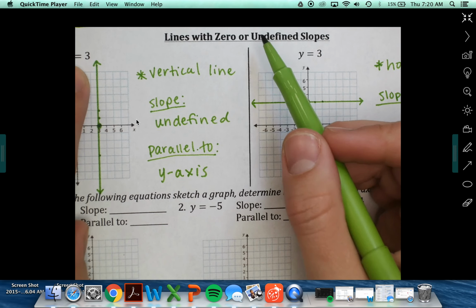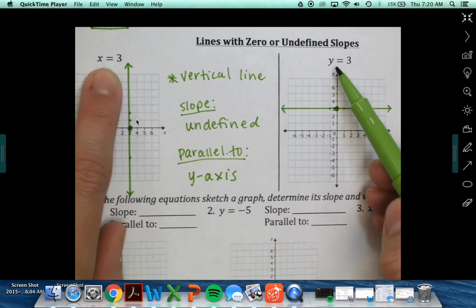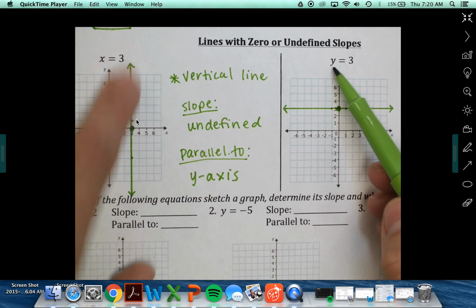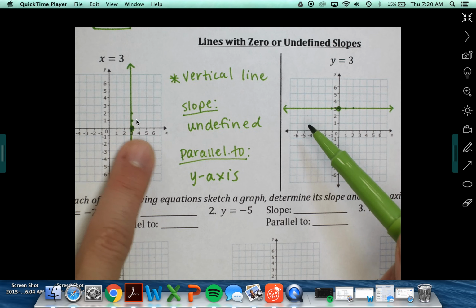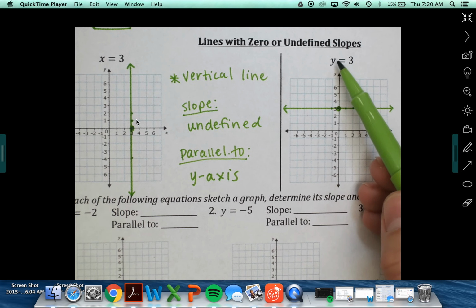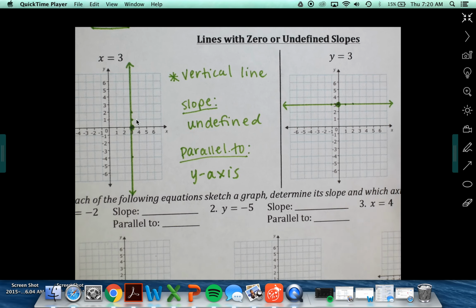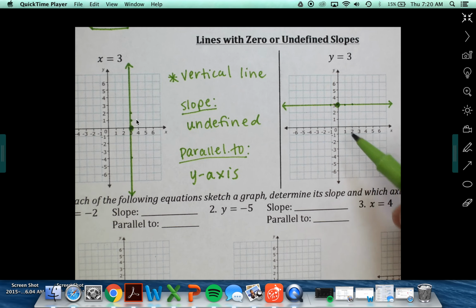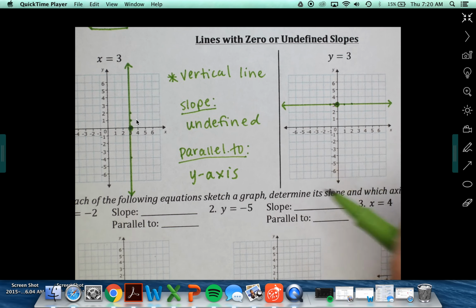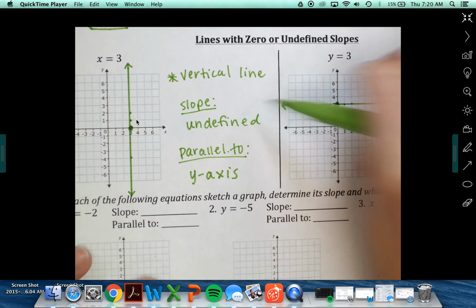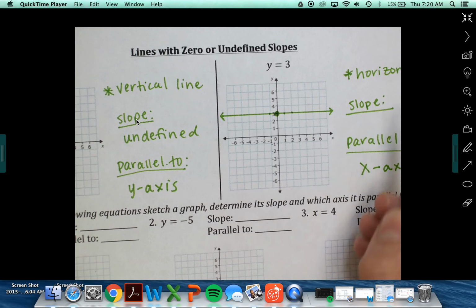Okay, so you've got to make sure, you've got to pay attention. Are you working with an x equals or the y equals? If you're working with an x equals, it's going to cut through your x-axis. Okay, make sure you know which axis is which. If you have a y equals, it's going to cut through your y-axis. Okay, so we got to make sure that we know our x-axis versus our y-axis. Okay, so straight up and down, undefined, side to side is 0.